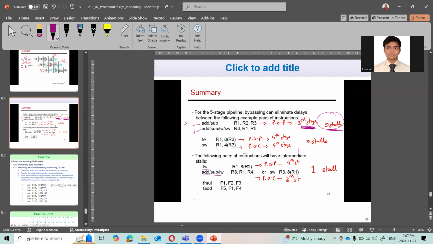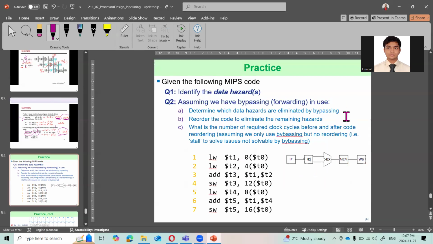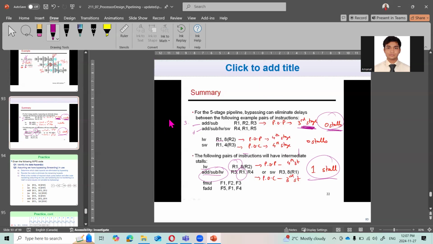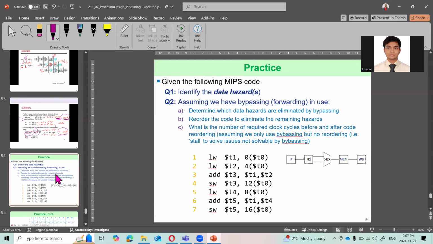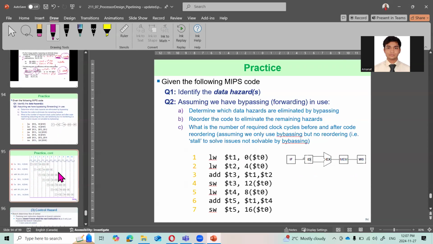For load followed by an add, sub, or a load, where you are changing R1, right? Then you need 1 stall. And for practice, you can look at these instructions, follow the summary, and then you will know how many stalls you need in between. So you can practice this. I'll provide the solution for this later. So that's for today's lecture.